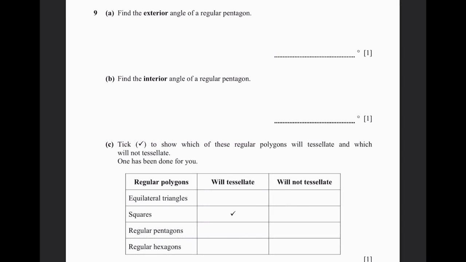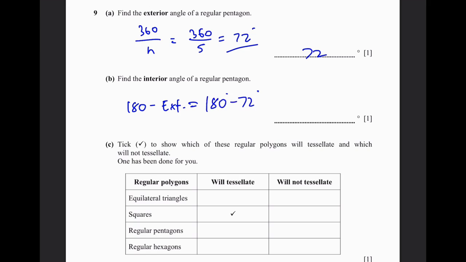Question 9a. Find the exterior angle of a regular pentagon. The exterior angle will be 360 by n, which is equal to 360 by 5, because that's the number of sides in the regular pentagon. That's 72 degrees. B. Find the interior angle of a regular pentagon. So interior is 180 minus exterior angle, which is equal to 180 minus 72, which is equal to 108 degrees. That's the answer.